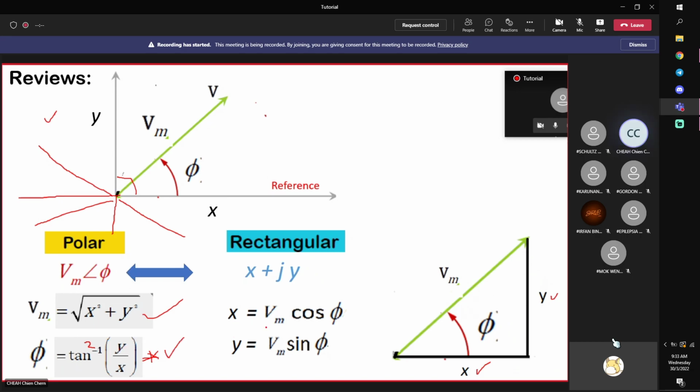As for the other way around, given Vm and phi, it is even easier. You just do the projections. Vm cosine phi gives you X. Vm sine phi gives you Y. So therefore, this conversion is just a geometrical relationship between all these 4 parameters.